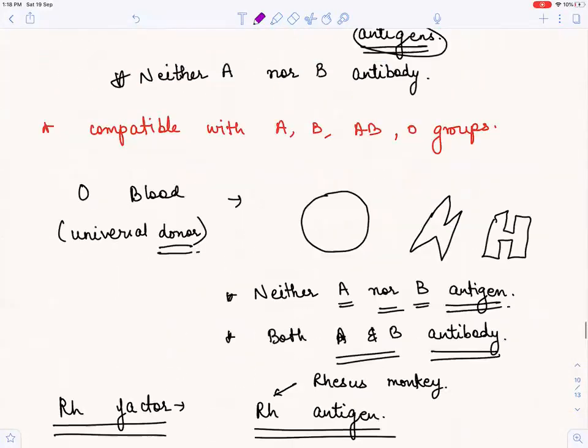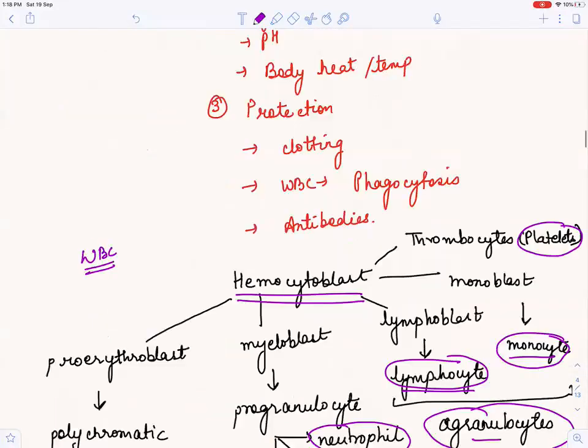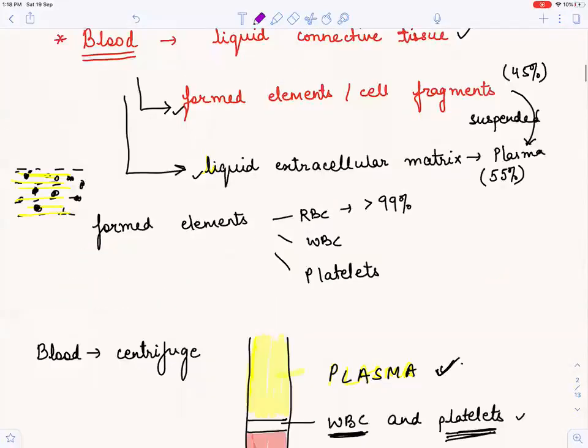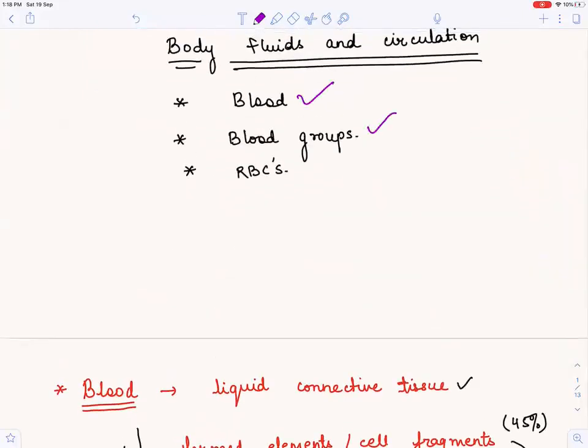एक बार ऊपर से देख लेते हैं क्या पढ़ा आज हमने. ठीक है, let us see what the EZOO tutorial is teaching you guys. We studied about blood groups and RBCs.